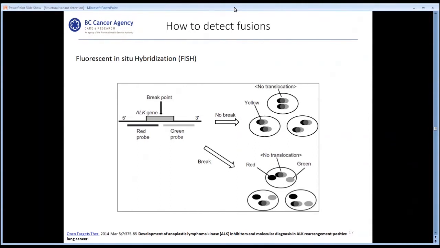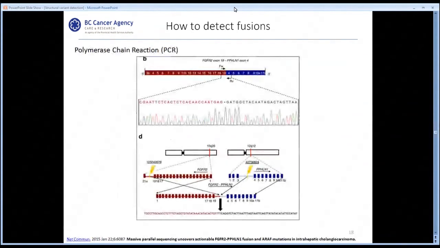And when you look at the individual cells, you are hoping to see, as in the bottom part of the picture, cells that have separated to give a separate red and green fluorescence. This is called break apart and indicates that the ALK gene has been rearranged. And this would be identified as a positive rearrangement and is part of the clinically FDA-approved test for ALK rearrangements.